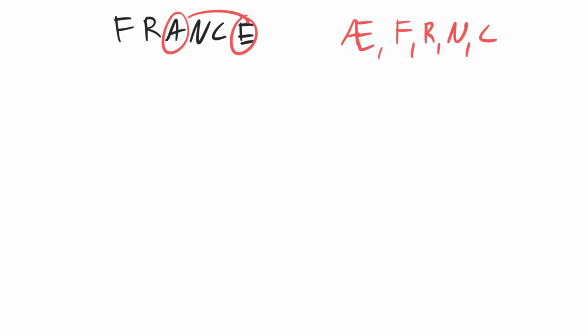So what I'm going to do is take A and E and glue them together into a super letter, AE. And what I'm going to do is consider now the letters AE, F, R, N, and C. It's sort of like we have 5 letters, not 6, because 2 of the letters have now become 1 letter. These 2 got combined into the super letter AE. That way we know they're always together.